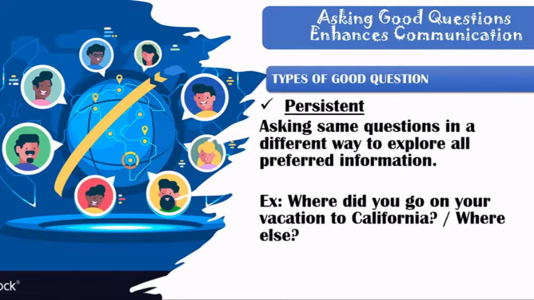Right. So it's a follow up question that would let you explore all preferred information. For example, say you are done questioning where he or she went for his or her vacation in California. Now you're concerned with the food. So were you able to try different foods there? How about exotic foods? How about their delicacies? How would you compare the two? Okay, all of these questions would also belong to persistent.